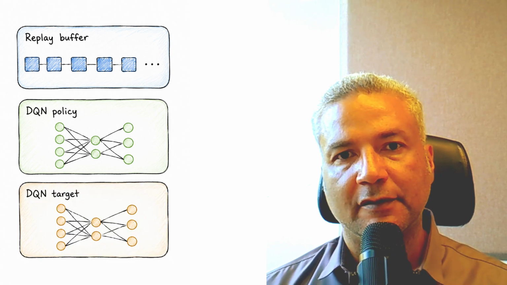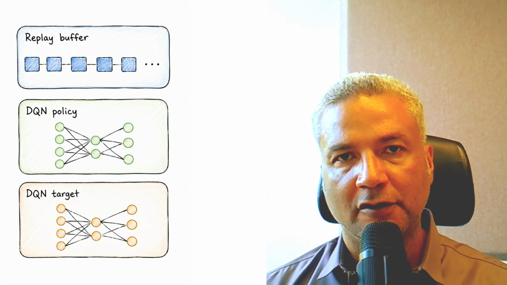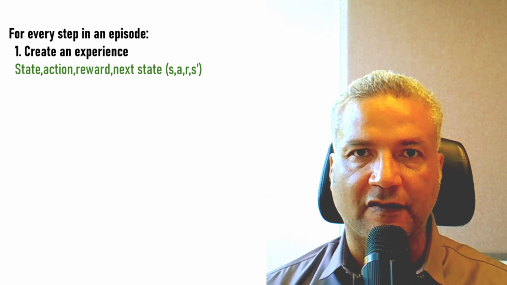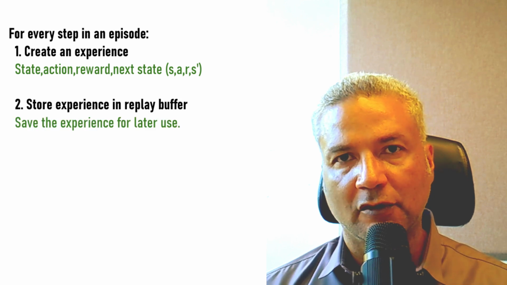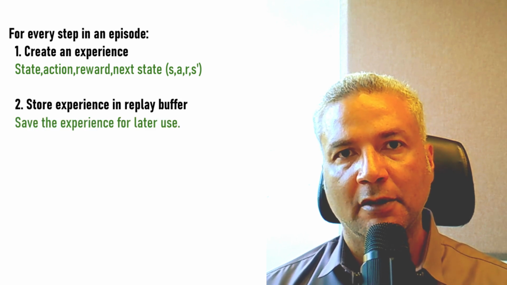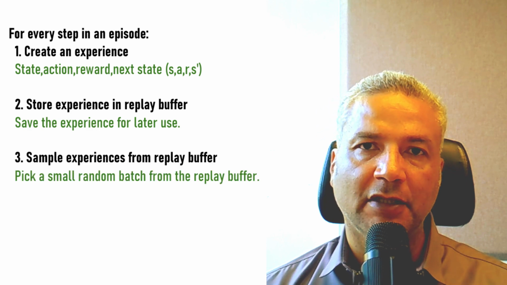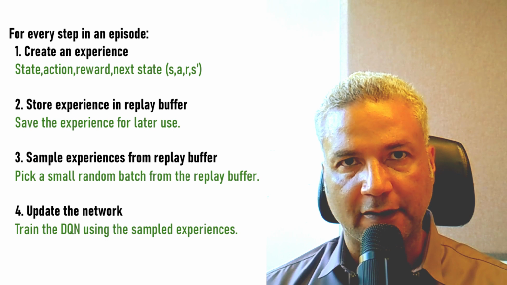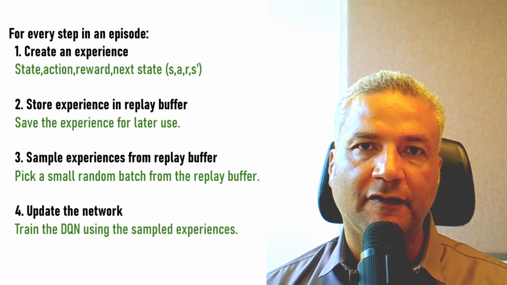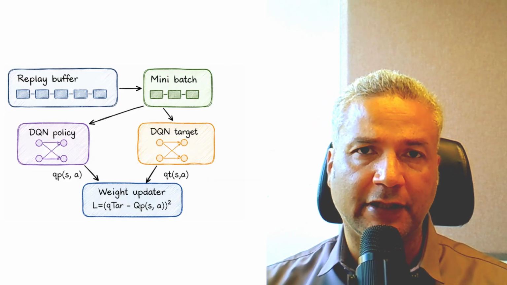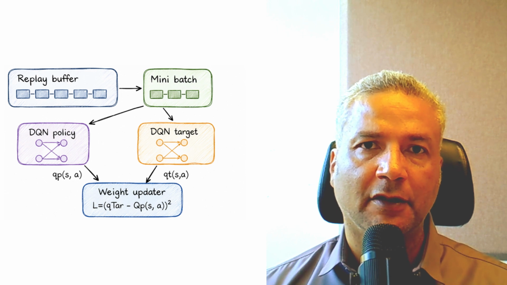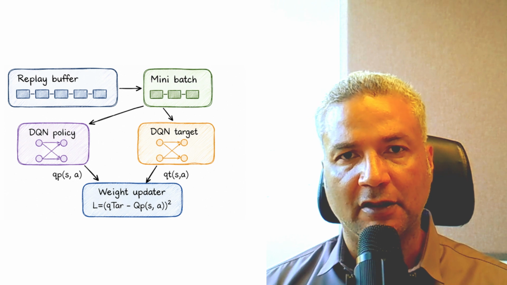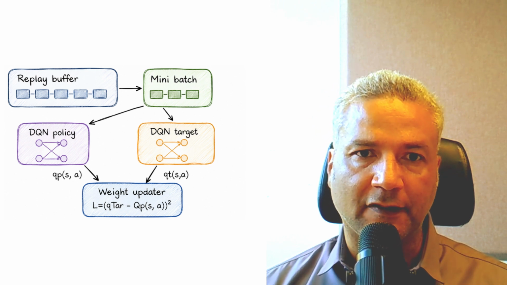So what are the steps taken during learning? Firstly, we create an experience by taking a specific action in a specific state, and after that we store this experience in the replay buffer, and after that we sample a mini batch from the replay buffer, and finally the policy network can be updated. So the flow between the components is in the picture here. Firstly, the replay buffer gives a mini batch, and this mini batch is fed into the networks, and finally the policy network can be updated.